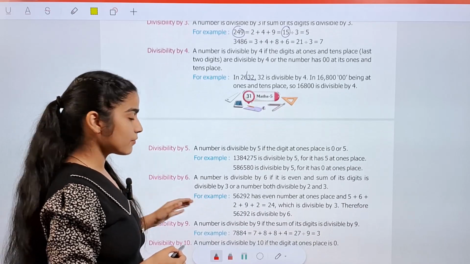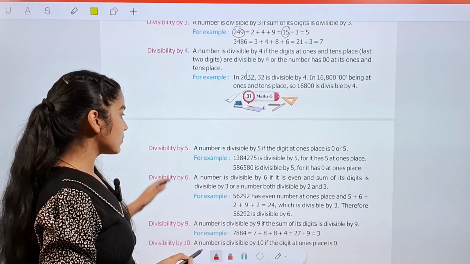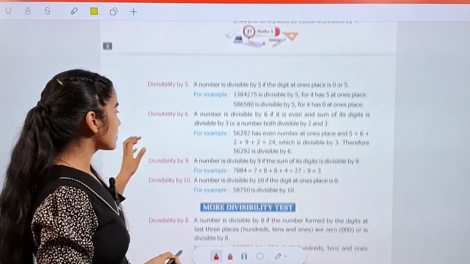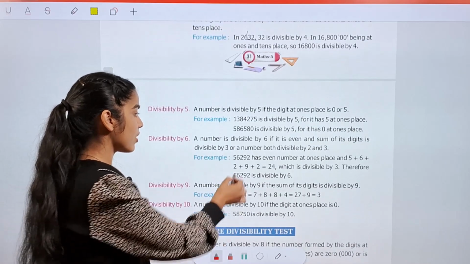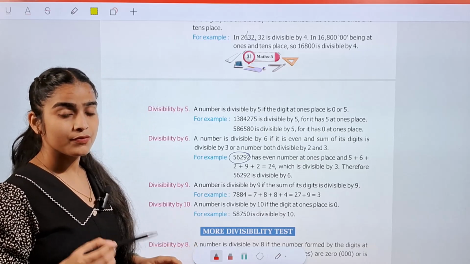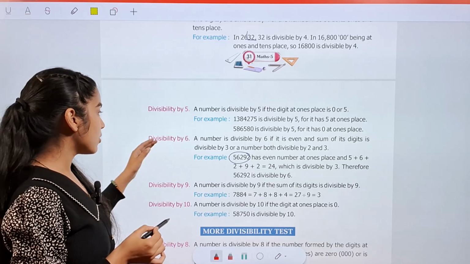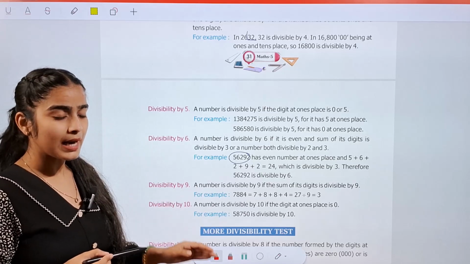Now divisibility test by 5. In this, you have to see if the end digit is 5 or 0, then it is divisible by 5. Now divisibility test by 6: you have to add the digits separately, and if the number follows the rules for both the 2 and 3 divisibility tests, then it is also divisible by 6.